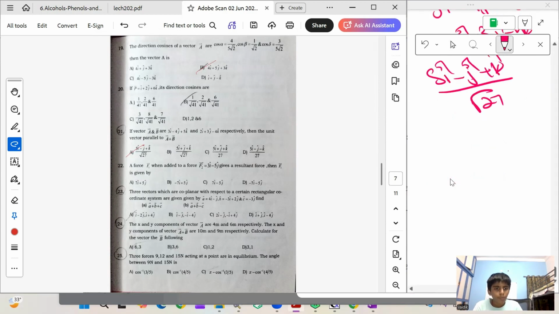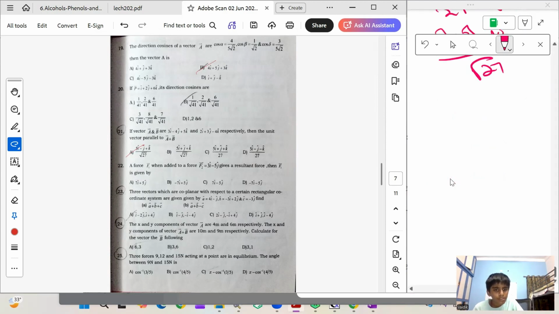22. A force F1 when added to a force F2 is given by... This question is wrong.